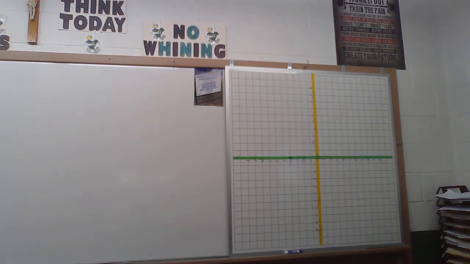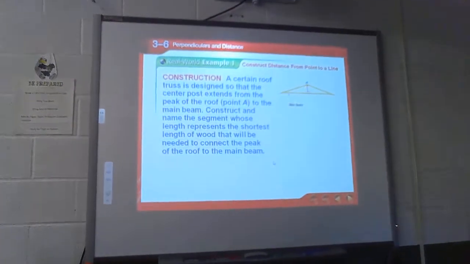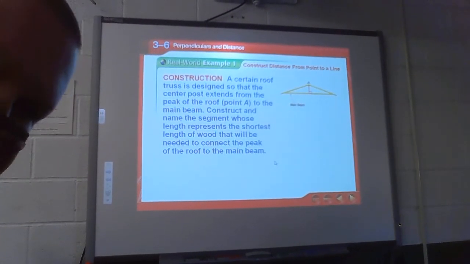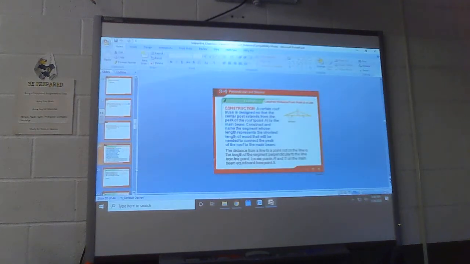What they want you to understand in some of these examples here is that when you start looking at these things, all they're really trying to show you is that they want you to realize the shortest distance between any 2 points is a direct line. They're looking at a peak of a roof. So this beam right here, the shortest distance between this point A at the top and my main beam is drawing a perpendicular segment. So that's what we're looking to do in a lot of these examples.